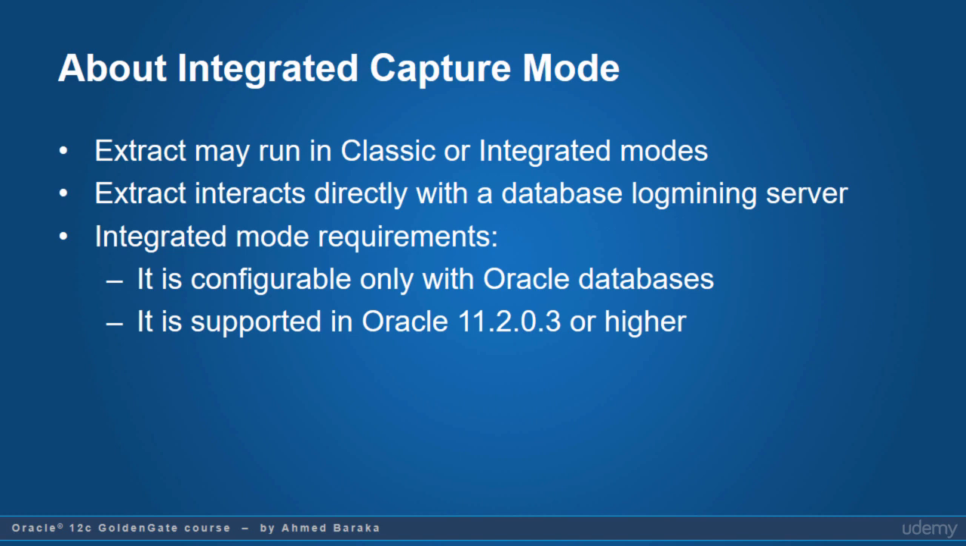The way we have configured the extract process in Oracle Golden Gate so far in this course is called operating in classic mode. As we learned in the course, in this mode, the extract process is reading from the database transaction log file to capture the operations. There is another mode that could be configured with only Oracle databases. It is called integrated mode.